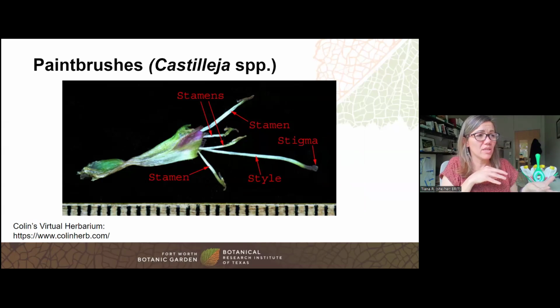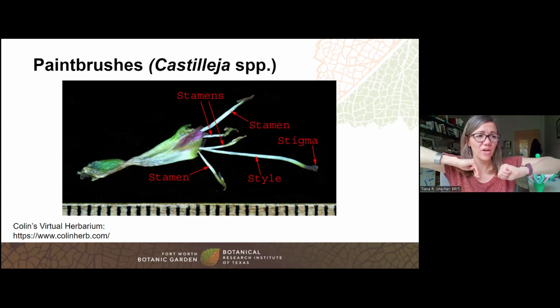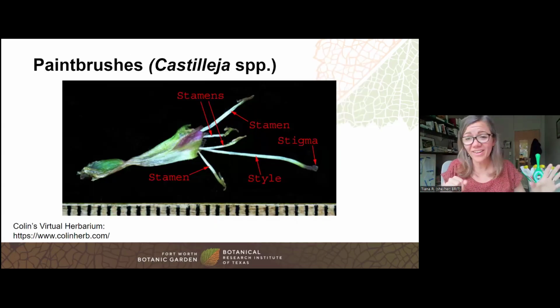So you can see that there are 4 stamens, right? So we're looking at the filament and then the anthers, which are kind of shriveled and blackish on here. And then in the middle of that whorl, in the middle of the androecium, you've got the gynoecium. So you've got the style and you've got the stigma at the end. Okay. Hopefully you're looking at paintbrushes a little bit differently.